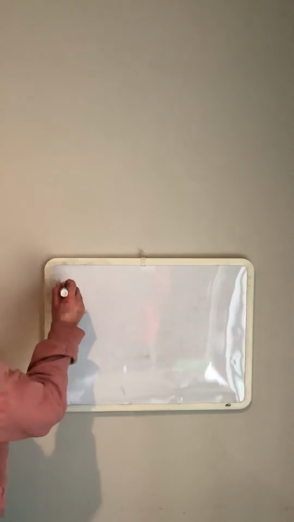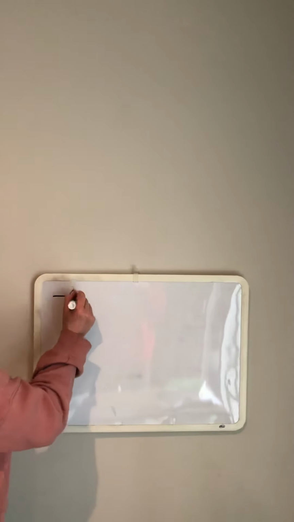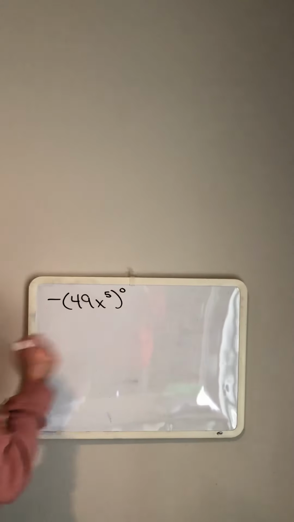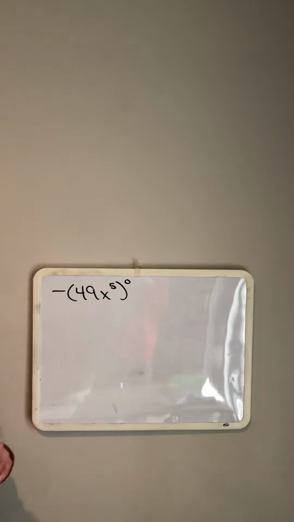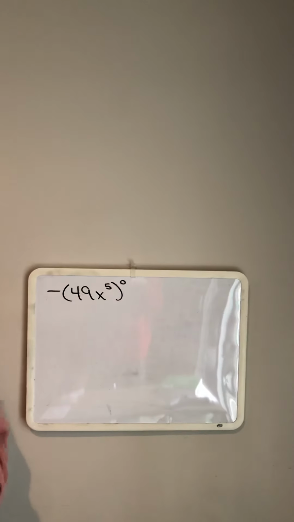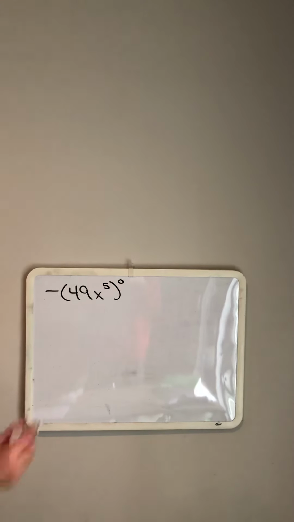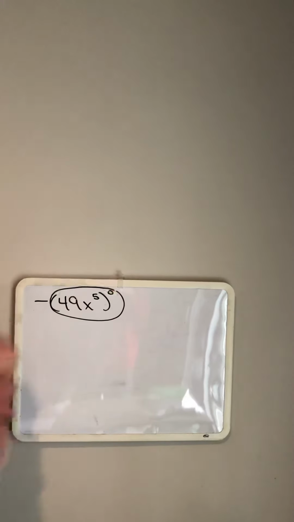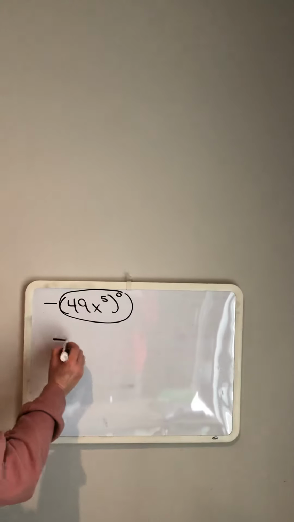So page 10, simplify the expression. The first one is negative parentheses, 49x to the 5th, to the 0. You guys learned before we left that when the power is 0, the answer is 1. So all the things in the parentheses are raised to the power of 0, so all of that just turns to the number 1. So the answer is negative 1.